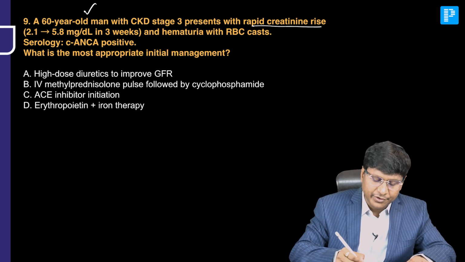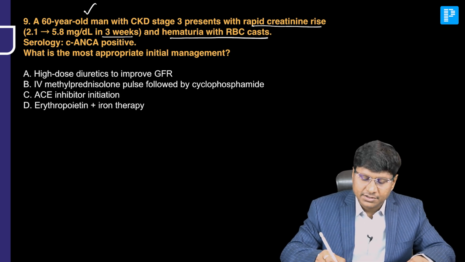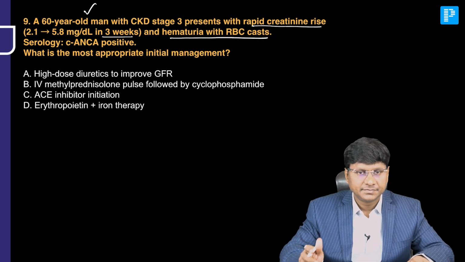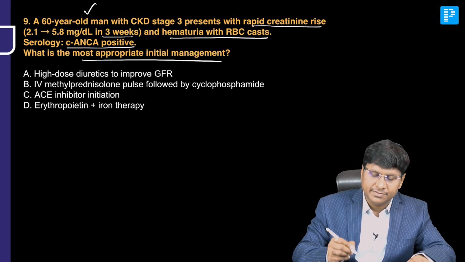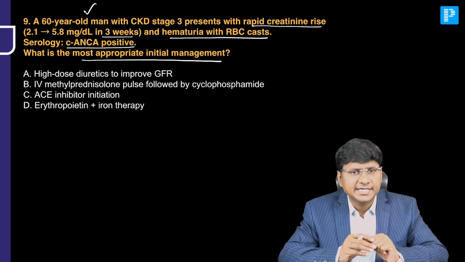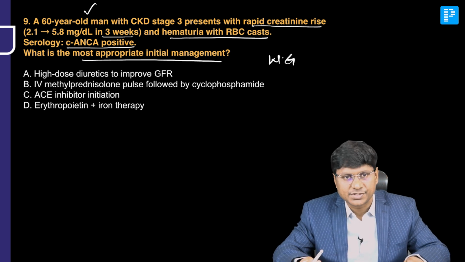from 2.1 to 5.8 milligrams per deciliter in 3 weeks. And hematuria is present with the RBC cast, and the C-ANCA is positive. What is the most appropriate initial management in this patient? So C-ANCA is positive. What is it suggestive of? This is suggestive of Wegener's granulomatosis, right?